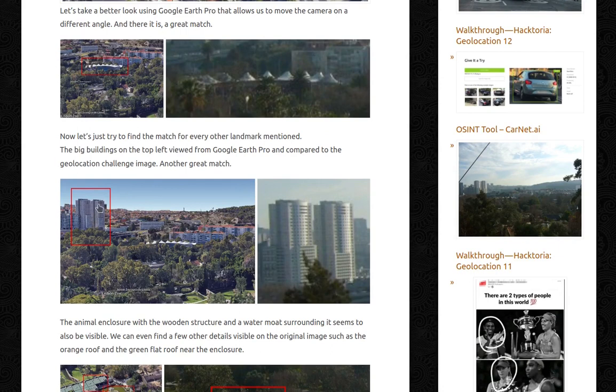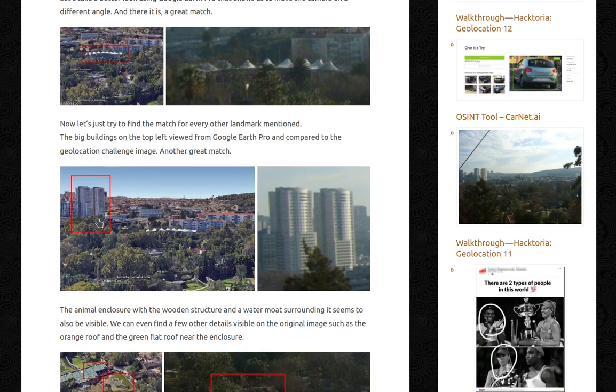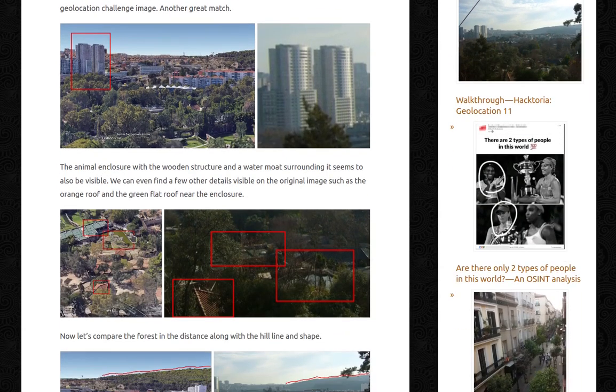Now let's try to find a match for every other landmark I mentioned. So you have the big buildings on the top left viewed from Google Earth Pro. This is it. And compared to the geolocation challenge image, we have another brilliant match. We have the animal enclosure on the wooden structure, this is the one, with the water moat surrounding it, which seems to also be visible. That one there.